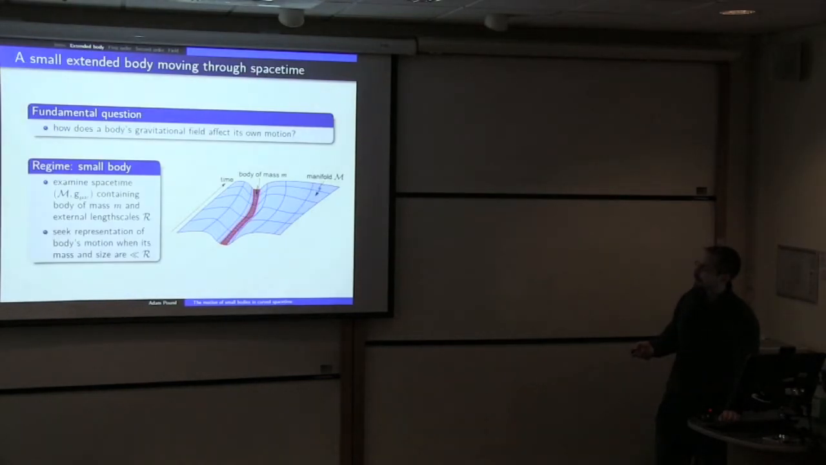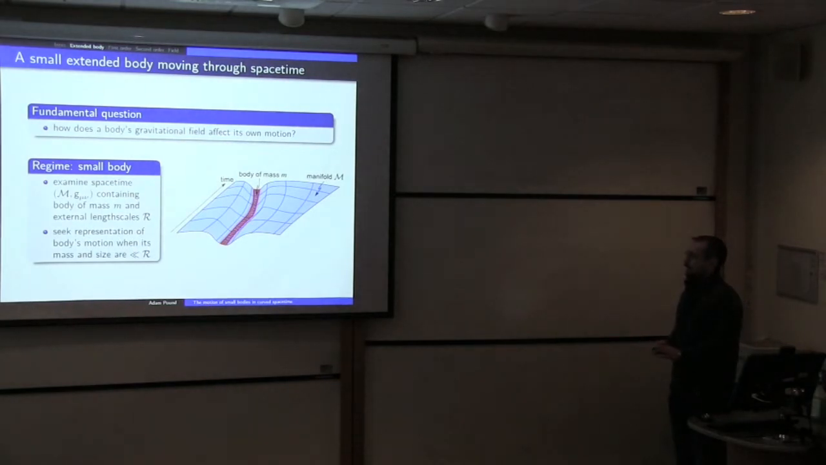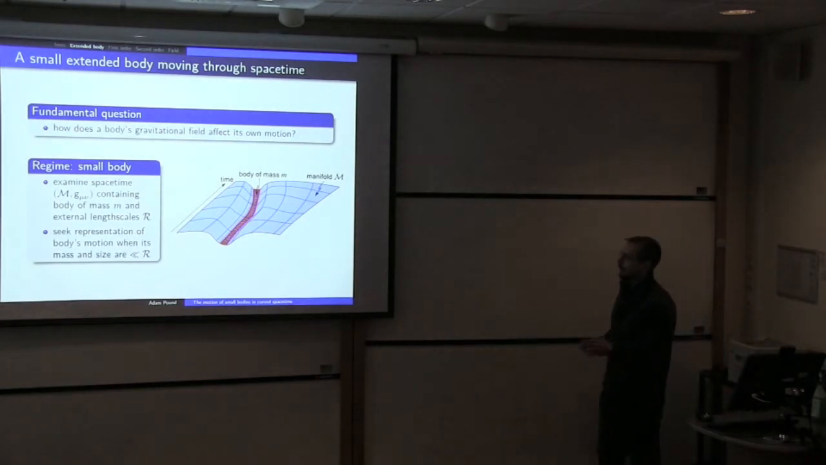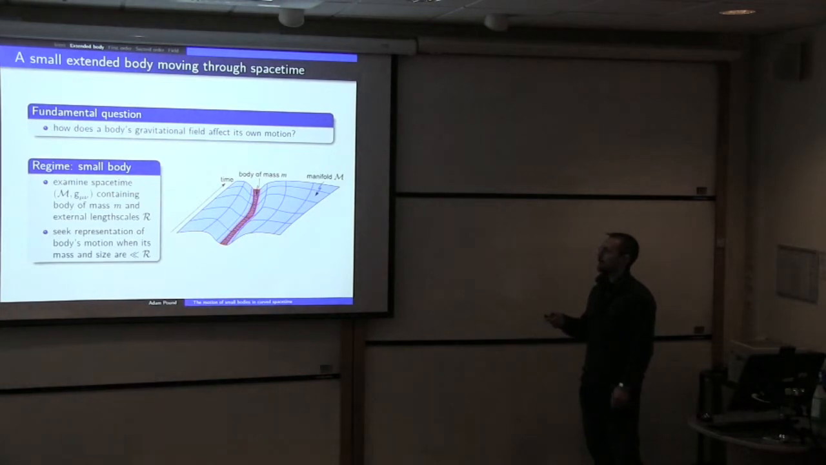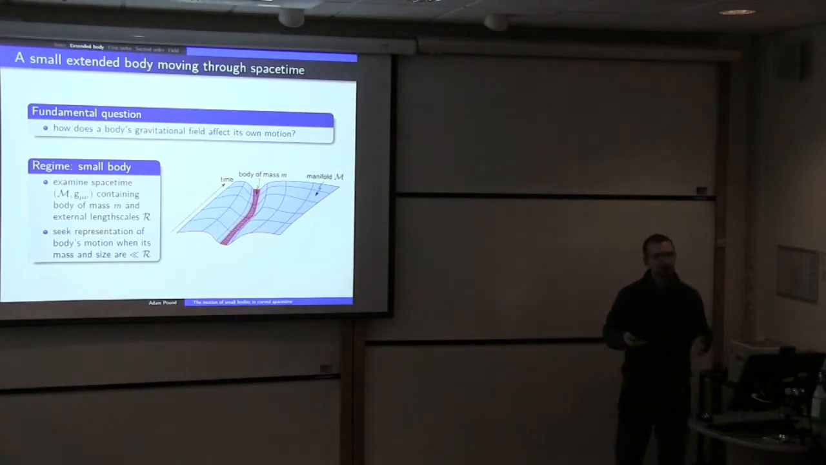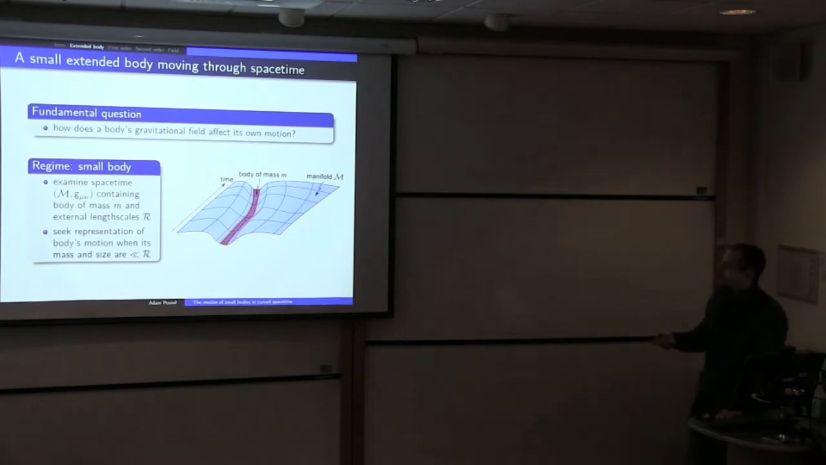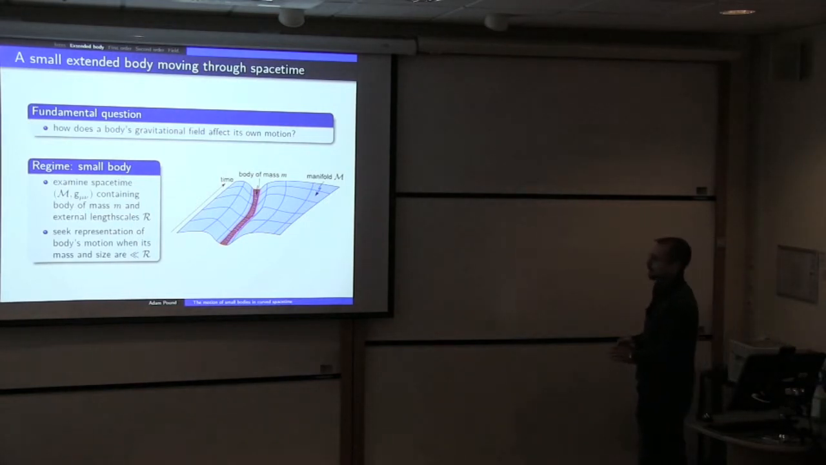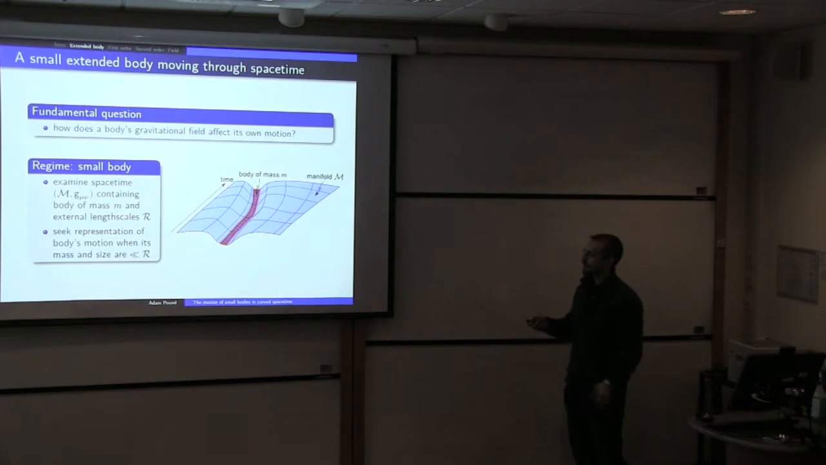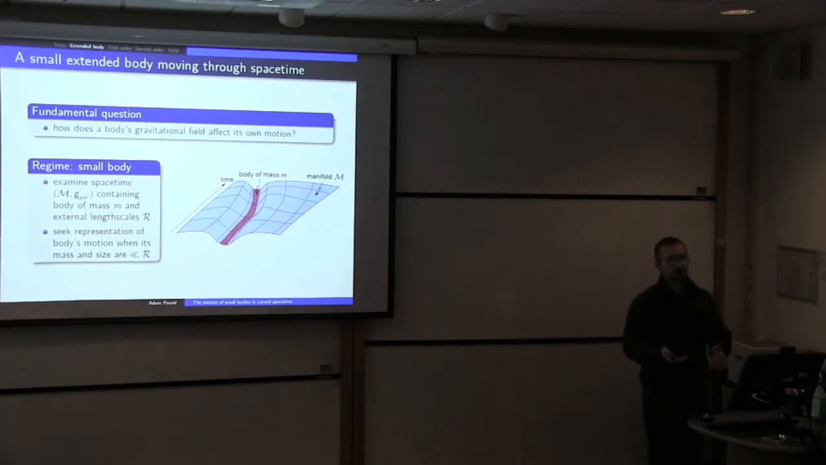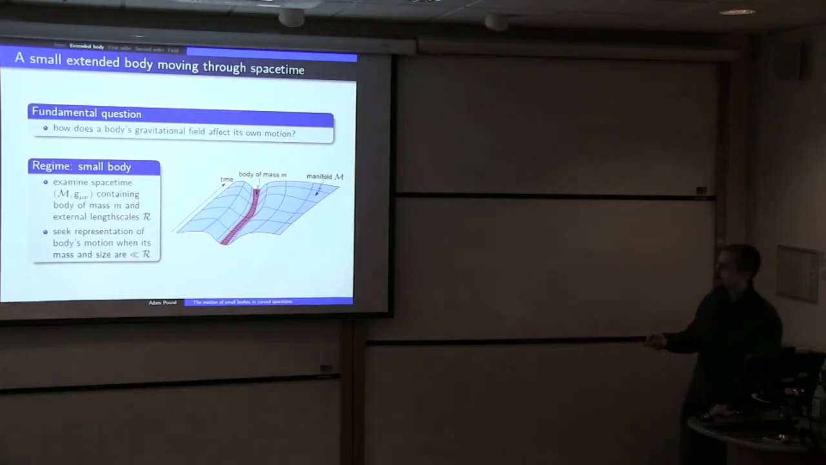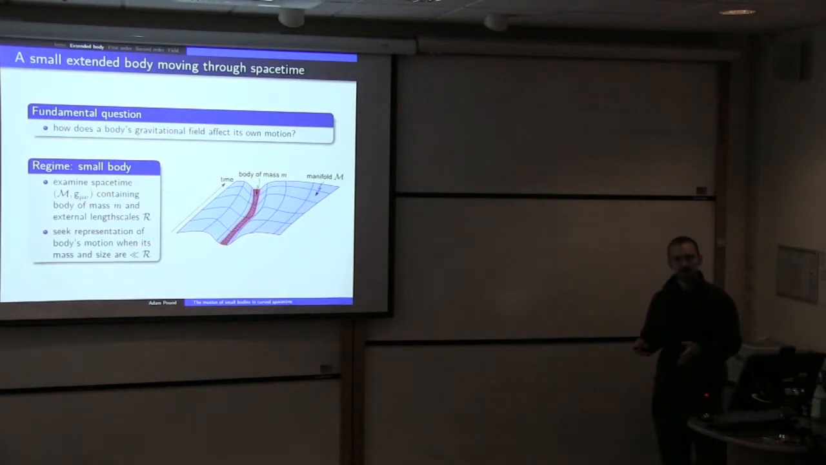Okay, so let me start with the extended object. Let me return to the question I posed right at the beginning of the talk, which is, how does a body's gravitational field affect its own motion? So this is really what the self-force is all about. So let's consider some space-time here with the object of mass m moving through it. And let me consider the regime where this mass and the size of the object are much, much smaller than any external length scale. So I'll just denote all the external length scales with this curly R. So for example, in an EMRI, that external length scale is the mass of the large black hole.